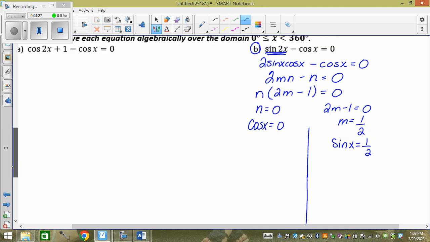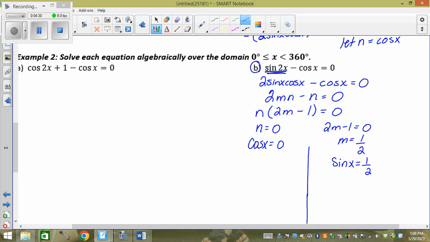What is my domain for this? That's what I have to look at. 0 to 360, is it inclusive of 360? No. If I did it in interval notation, it would be 0 degrees, comma 360, with a round bracket. So 0 I would put as a solution, but if 360 is an answer, I don't state it. So where is cos x equal to 0? 90 and 270. And those both fit in 0 to 360, right?